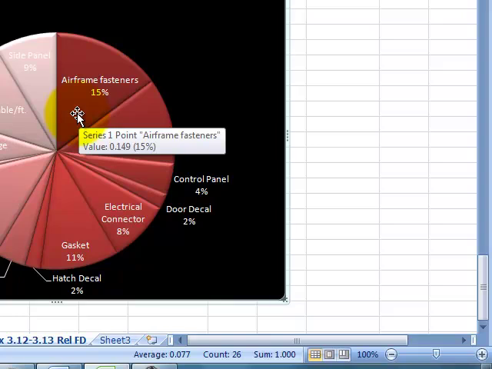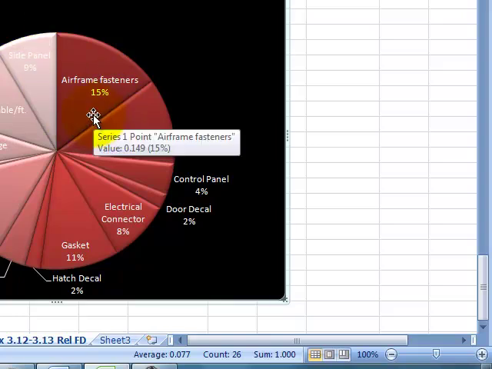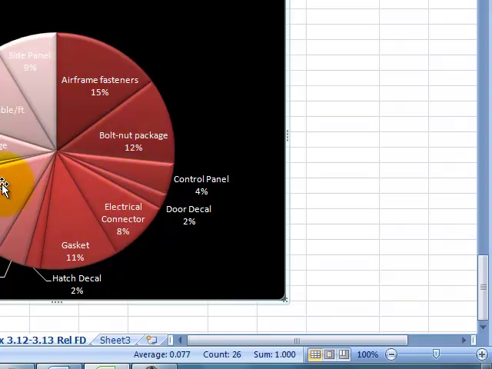But this gives us our relative frequency distribution so we can see on a percentage basis how our products are mixed.